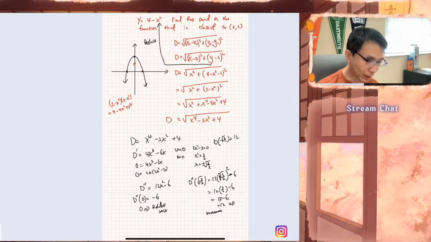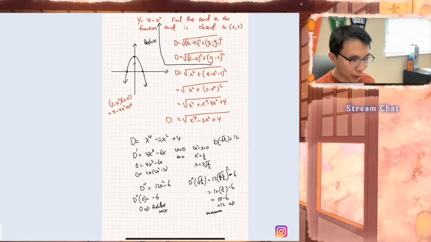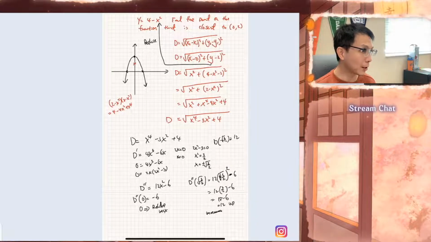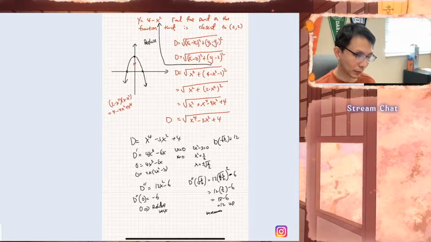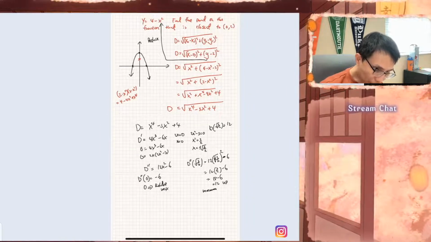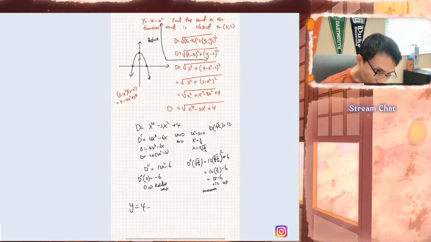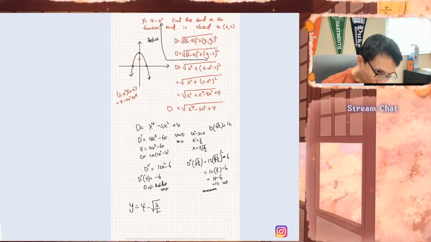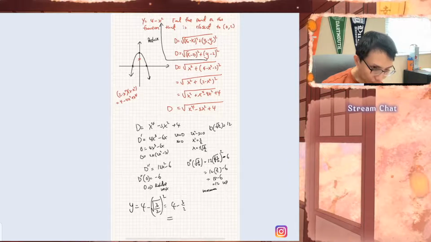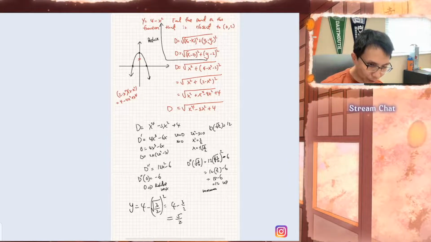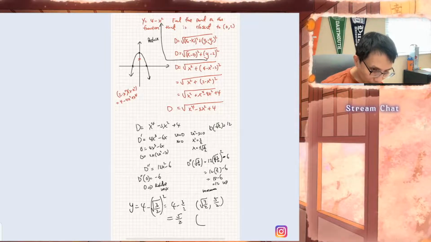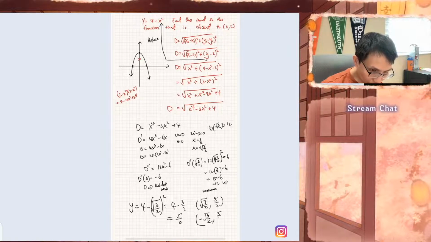So it doesn't matter. Now with that being said, you say, okay, great, we found all the information, but we still have to find a coordinate. How do you find a coordinate? We know the x coordinate. Plug it into the original function. So y is equal to 4 minus square root 3 over 2 squared. So it's equal to 4 minus 3 over 2, which I think is going to be 5 over 2. So therefore, the points are square root 3 over 2, 5 over 2, and negative square root 3 over 2, 5 over 2.